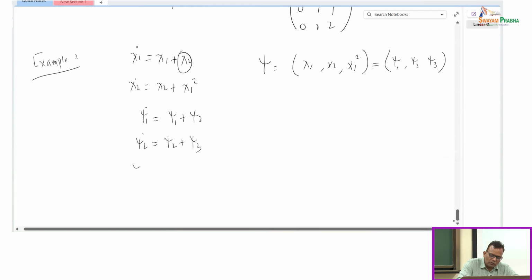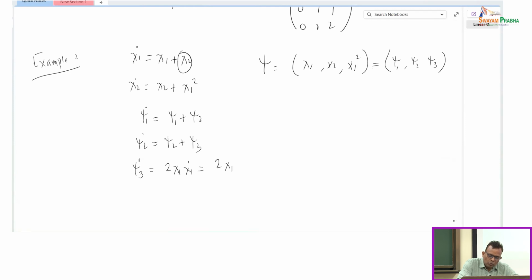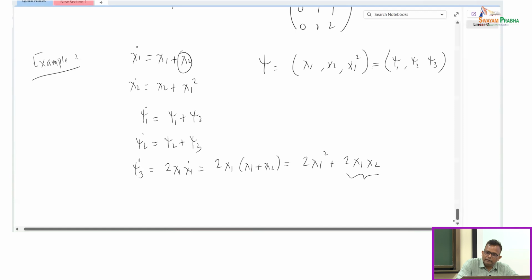Now, what happens to psi3 dot? Psi3 dot is nothing but 2x1 x1 dot, which is 2x1 times (x1 plus x2), which is 2x1 square plus 2x1 x2. See, now this is a problematic term. So I can write this as 2 times psi3 plus 2 times x1 x2. See, this x1 x2 is no longer in my basis functions.